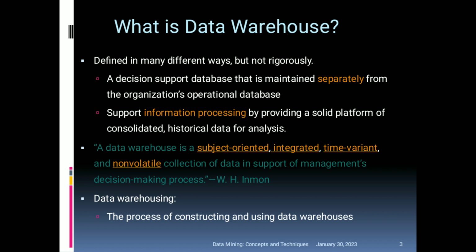From that we'll extract some information and some data, and on that we'll take some decisions. A decision support database is available from the data warehouse. So it is apart from the operational database. The organizational operational database is there, and then the data warehouse is there. A data warehouse helps us to take decisions, and it is called a decision support database, maintained separately from the organization's operational database.